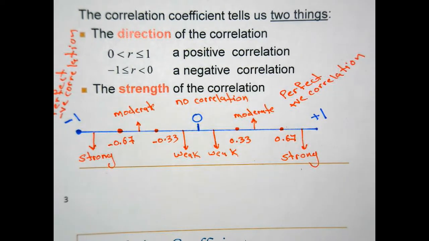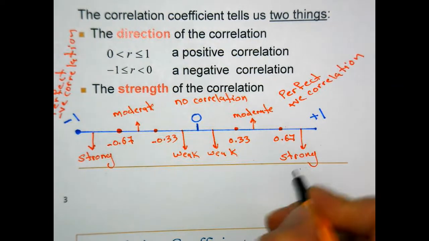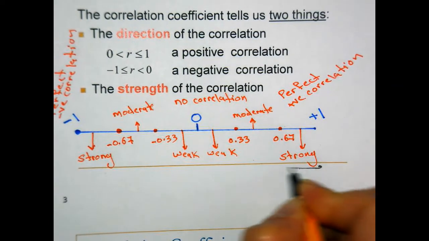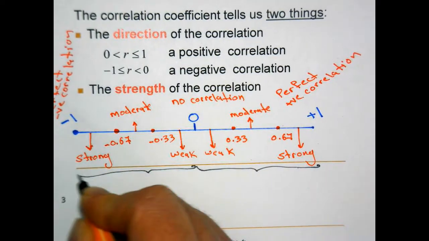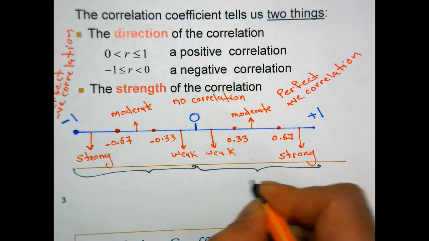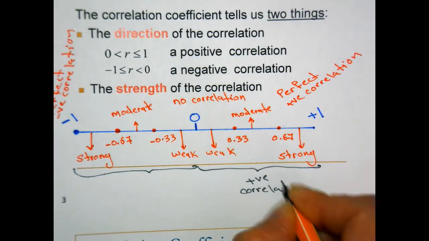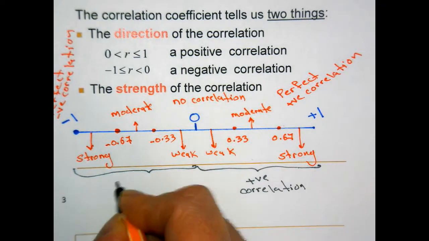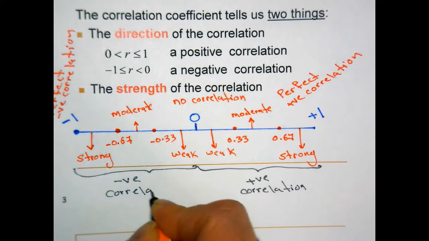So you will decide about the weakness or the strength based on the number you get here, and then if R is positive, you know it's a positive correlation, and if it's negative, it is a negative correlation.